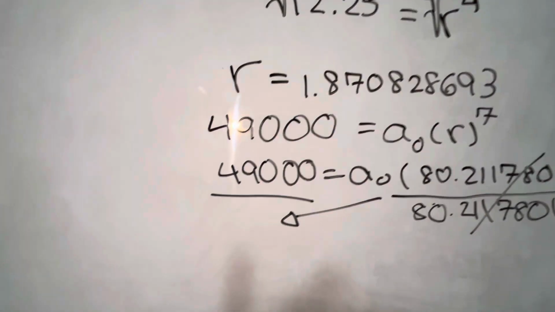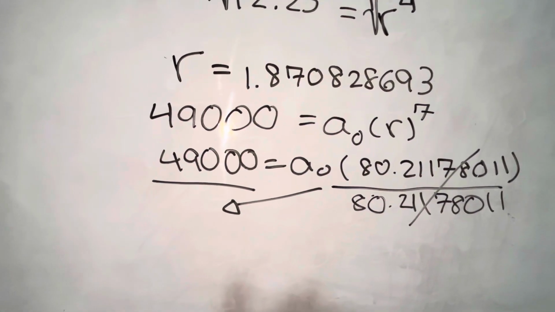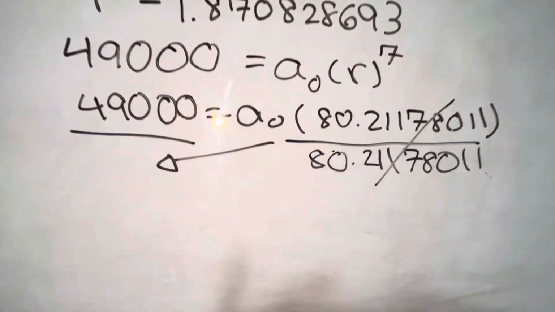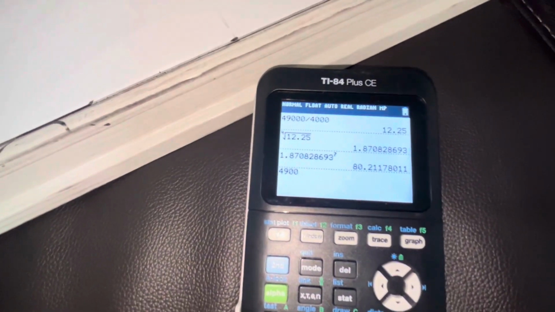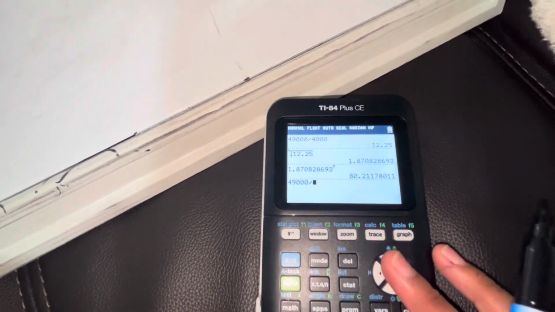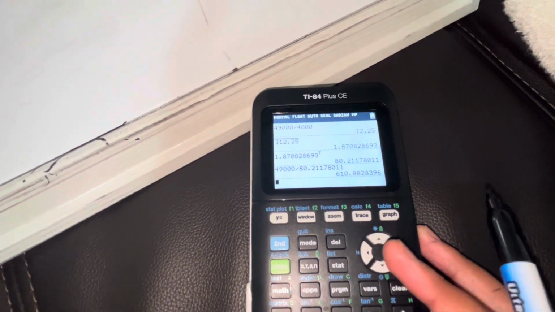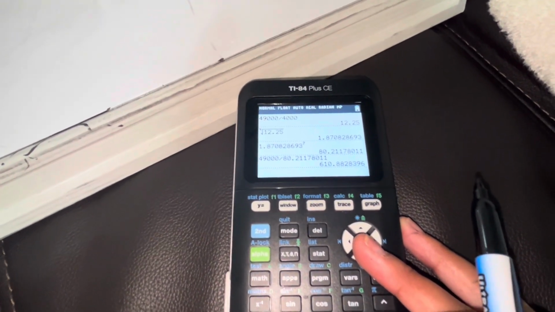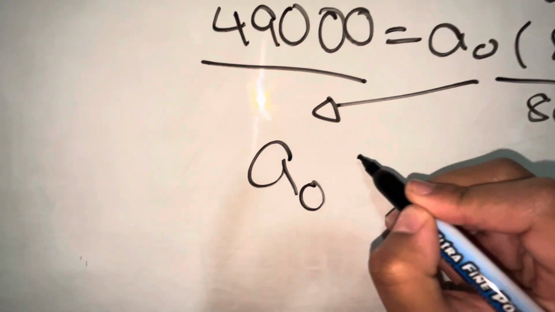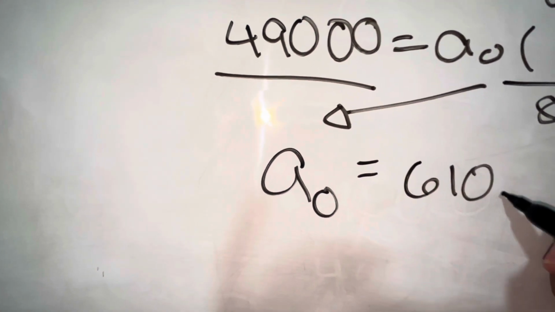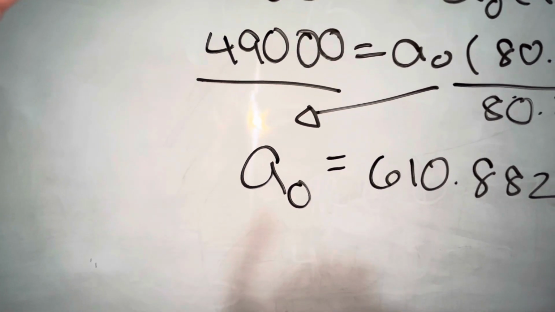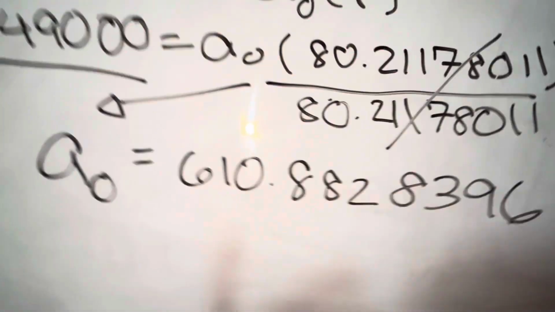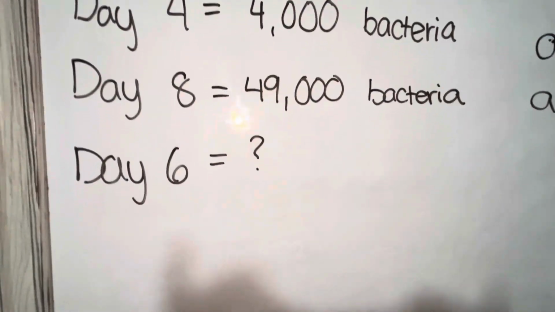So what is 49,000 divided by 80.21178011? Let's put in 49,000 on my calculator, divided by 80.21. And then you get 610.8828396. And there you have it. You have your A0. Now, we're still not done because we still have to try to find day 6.